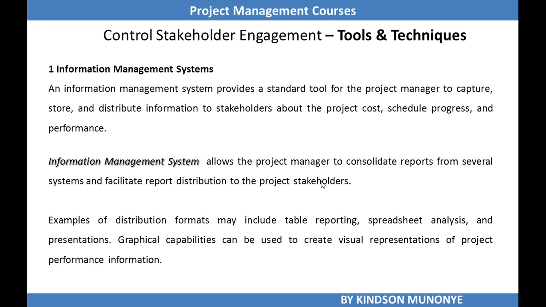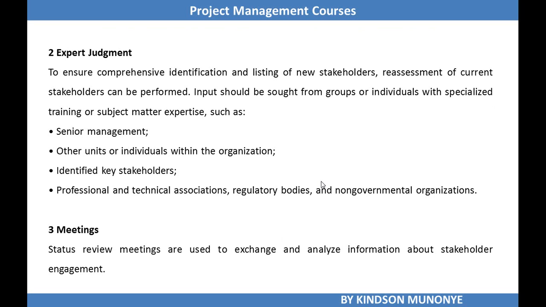So an information management system is simply a system, possibly a computer-based system, you use to handle information and to present it in the right format for your stakeholders to be able to use. We also need expert judgment as one of the tools and techniques for control stakeholder engagement, because you're able to identify and list new stakeholders and reassess the current stakeholder engagement.